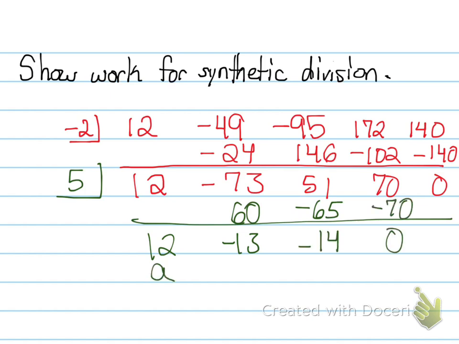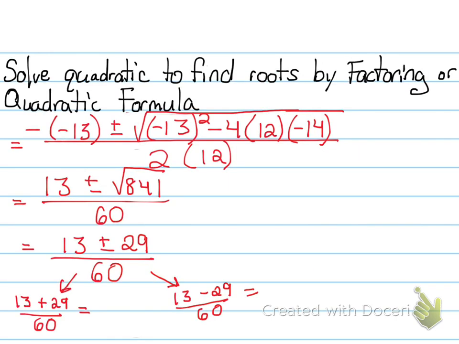This gives me my A, B, and C. So now I'm going to plug into the quadratic formula. And remember, everything that's under that square root is what you type in the calculator. When I do that, I get 841. And as you can see, the square root of 841, which is a perfect square, equals 29. So I separate both of my fractions to be 13 plus 29 over 60, which gives me 7 over 4, and 13 minus 29 over 60, which gives me -2/3.